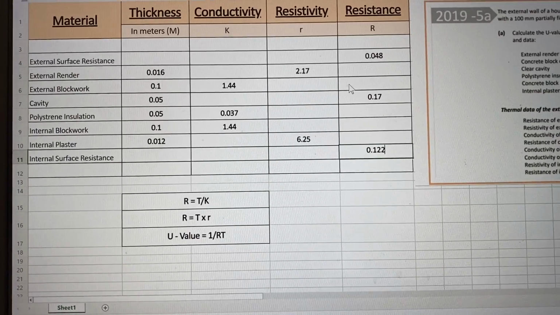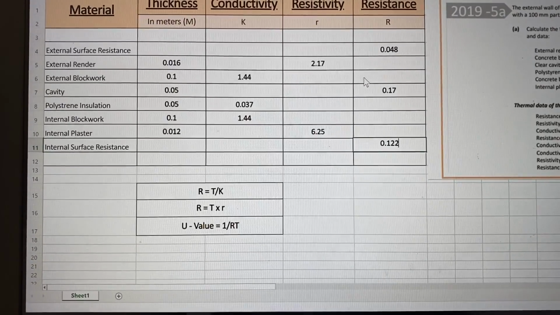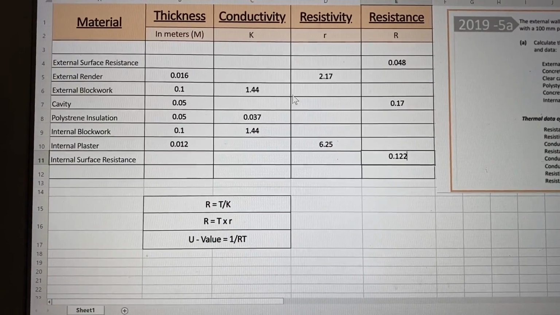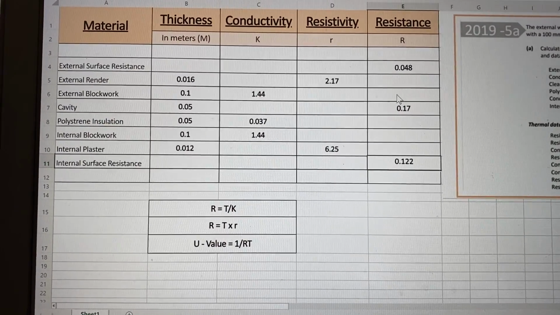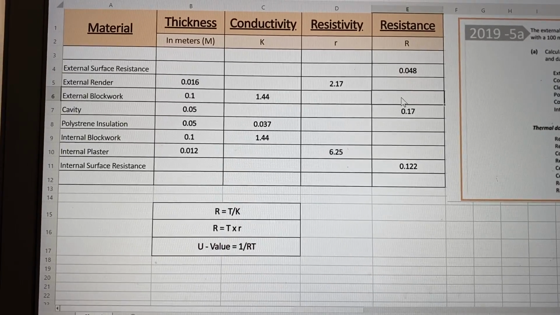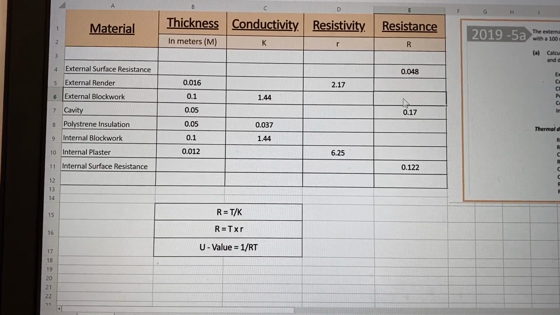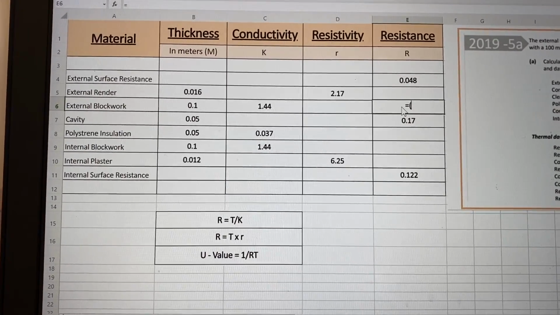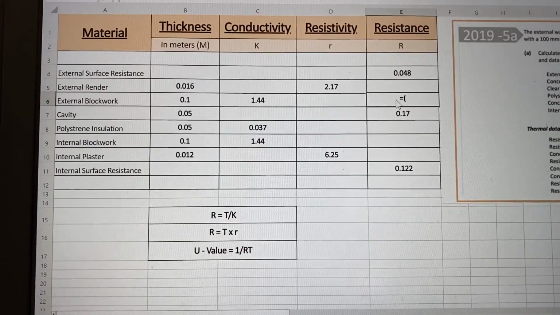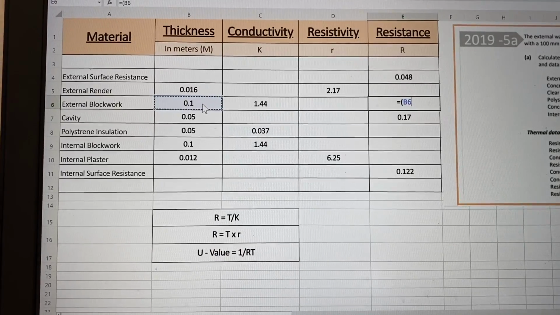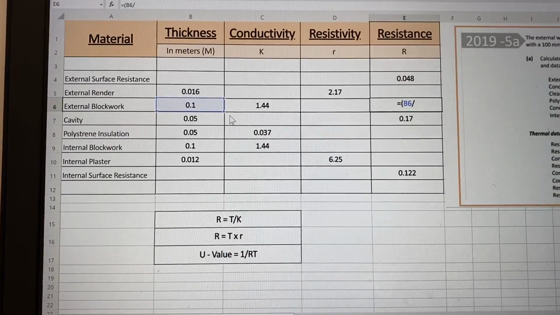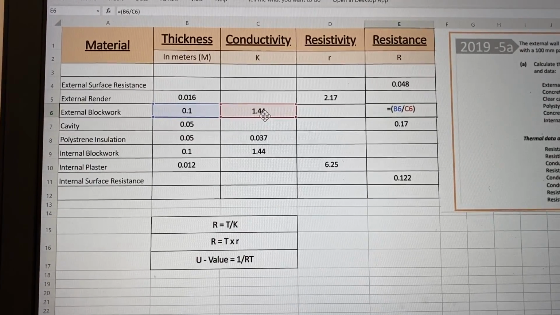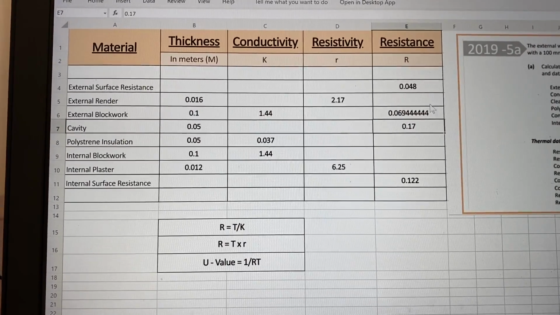The first one is where I have a thickness and conductivity; I must divide the thickness by the conductivity. If you look at the external blockwork here, I have a thickness and a conductivity. So I divide the 0.1 by 1.44. I'm going to divide this by this, and that'll give me an answer. So that's what I have.